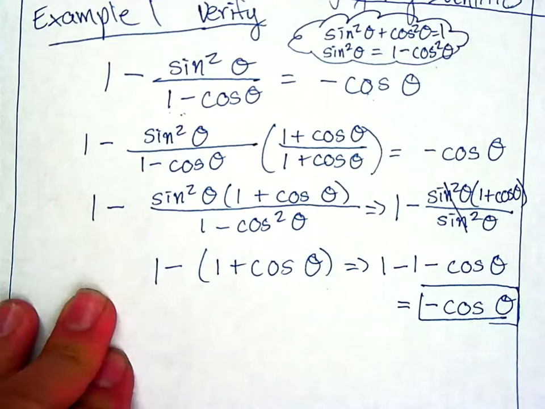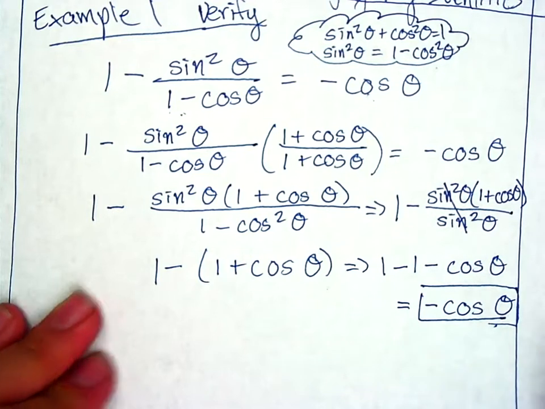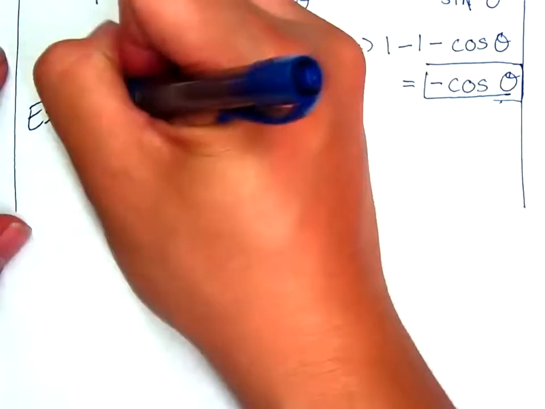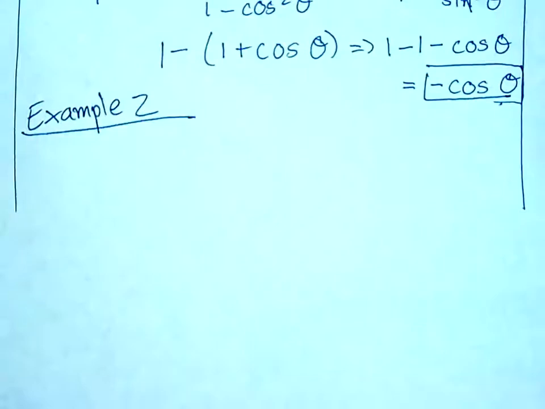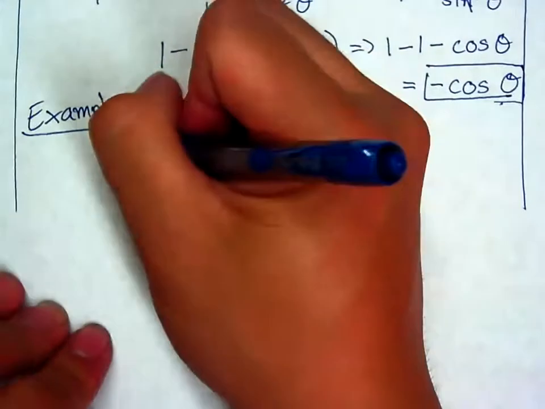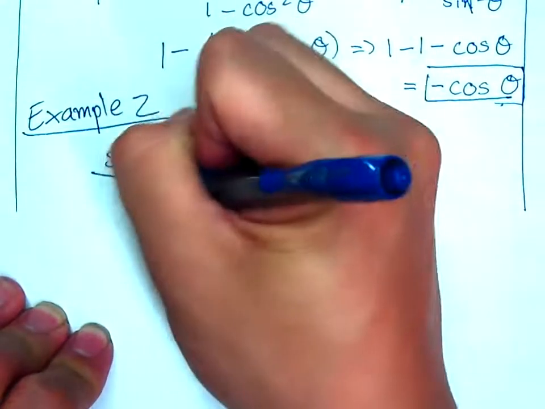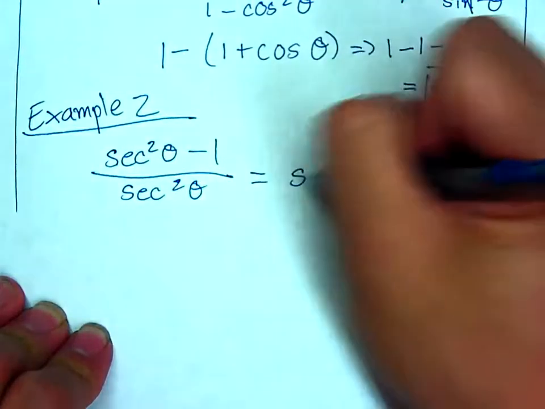All right? So, in a way, this section might be a little easier for some of you because we have exactly our end goal, so we know what we're working towards. We're going to go ahead and do one more example just to get a little bit of extra practice. So with example 2, we're still going to verify. This time we're going to have secant squared theta minus 1 over secant squared theta, and it's going to be equal to sine squared theta.